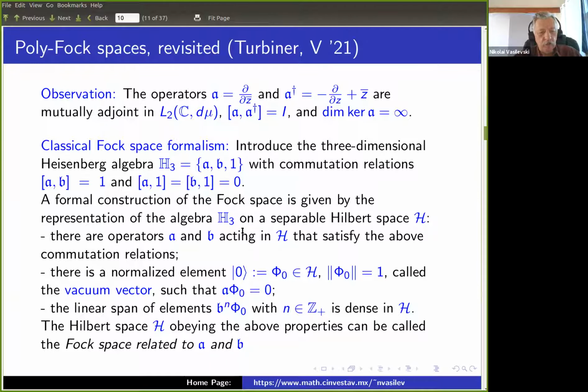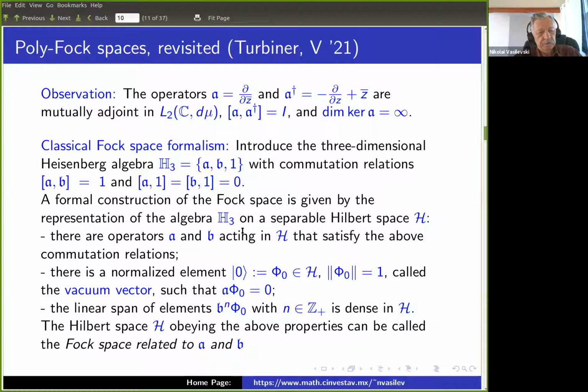It's called a vacuum vector. It is annihilated by the operator A. And the third very important condition is that the linear span of all elements of powers of B being applied to this vacuum vector is dense in H. So what do we have? We have a representation of the Heisenberg algebra on the separable Hilbert space satisfying these three conditions.